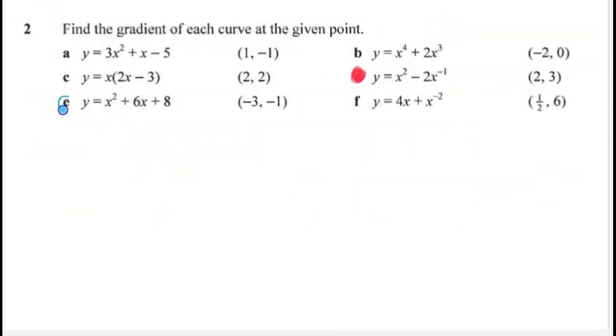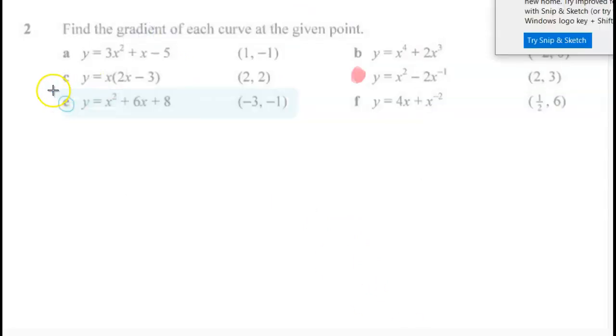Okay, now let's see if we want to do this one. y equals x squared plus 6x plus 8. How are we going to do that one? We want to find it at -3, 1. We only look at the first part, -3. So let's find the gradient.